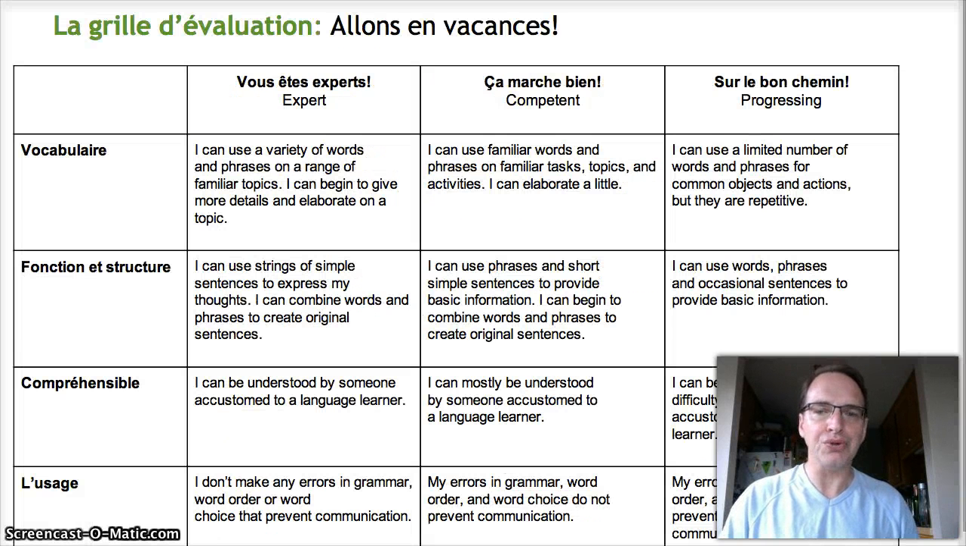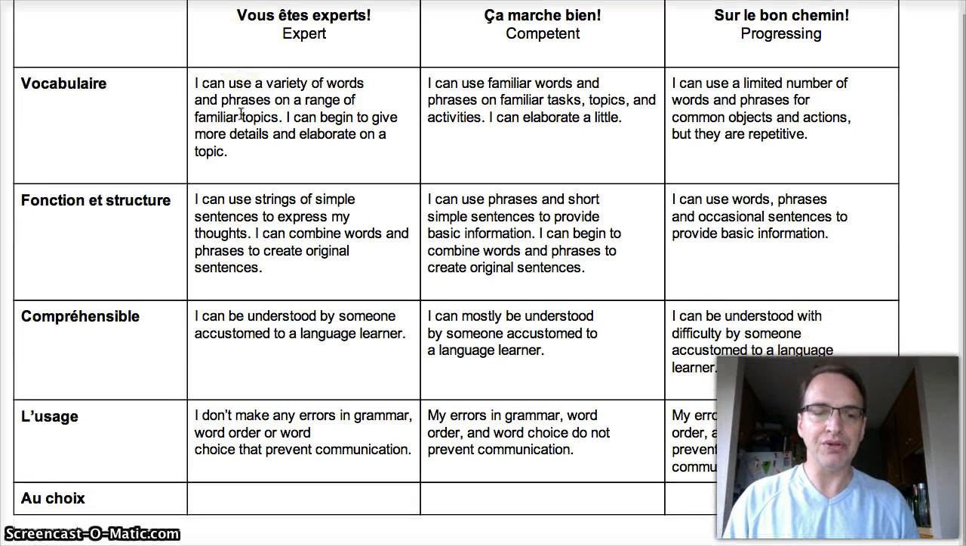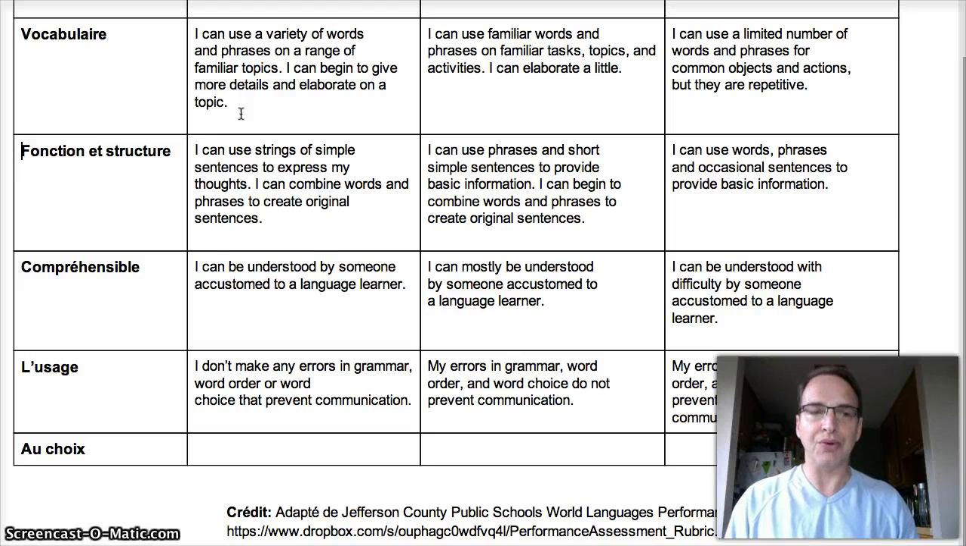I want to show you the rubric that we'll be using. As I mentioned, there are 4 criteria that have already been established: vocabulary, function and structure, comprehension, and then usage. But at the very bottom, you'll notice here, there is an empty row with the heading au choix, which means they can choose that criteria.